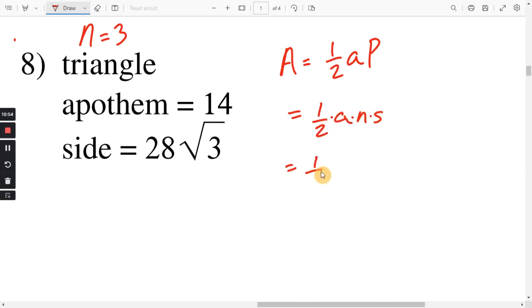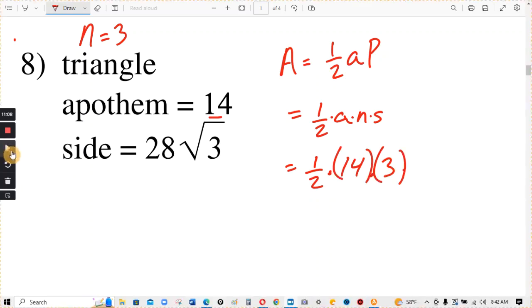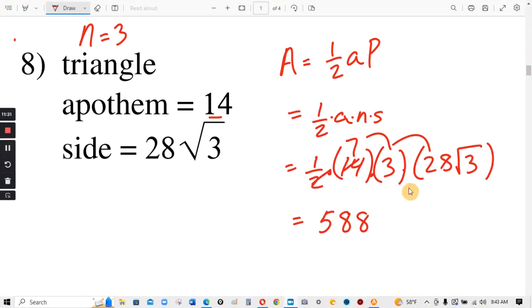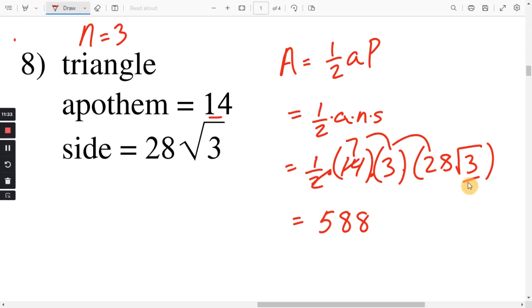So 1/2 times the apothem, which is 14, times n, the number of sides, which is 3. I don't want to make those look like decimals. All right, times s, each side is 28 radical 3. All right, let's see. Half of 14 is 7. And we're going to do 7 times 3 times 28 on the calculator. And I get 588. And we also still have the radical 3.